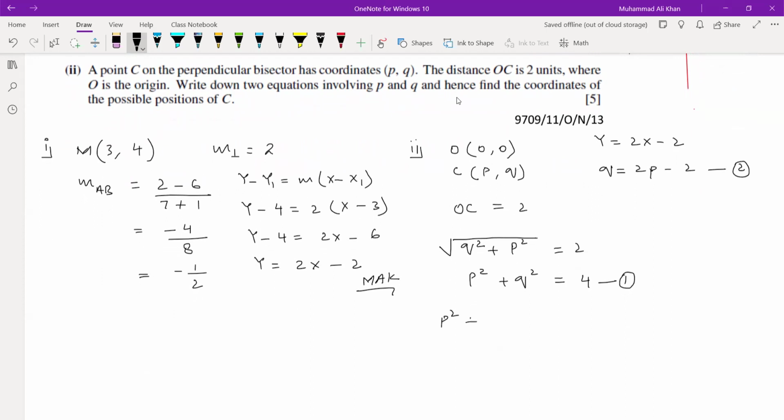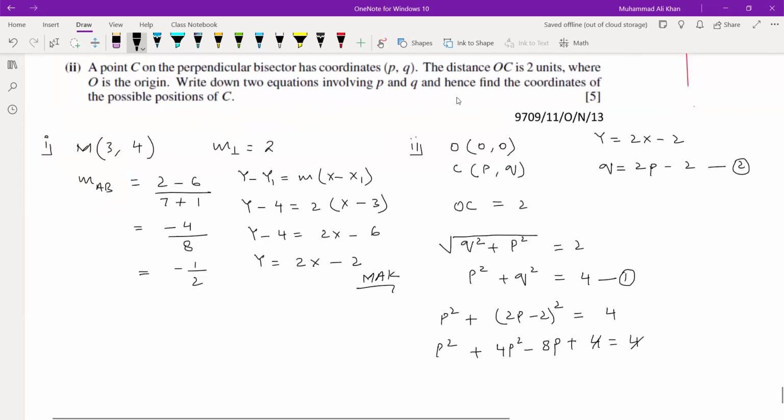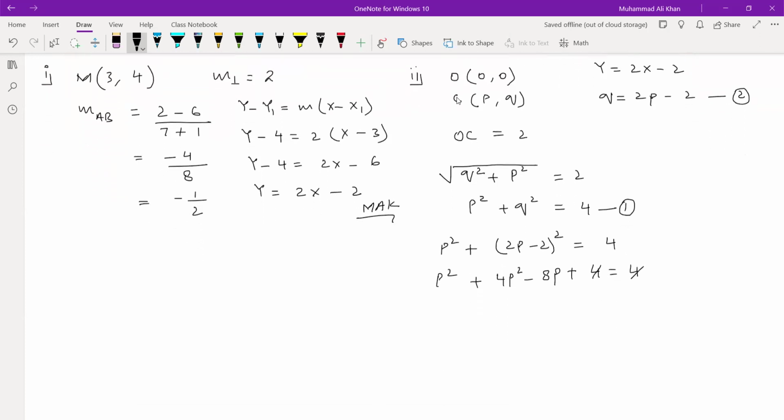So it will be p squared plus (2p minus 2) whole squared equals 4. Now p squared plus the whole square, we will expand, a squared minus 2ab plus b squared, equals 4. 4 and 4 cancel out. Now 5p squared minus 8p equals 0. Can I take p common? Yes. So it is p times (5p minus 8) equals 0.